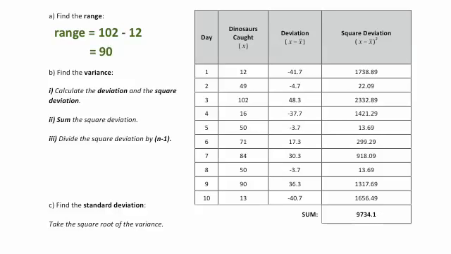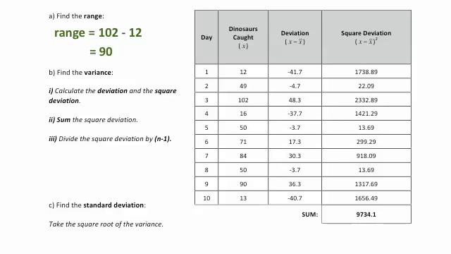The variance is found by calculating the deviation and the square of the deviation. The deviation is x minus x bar, so it's each day's value minus the mean. On day 1, I get a negative value because I was far below the mean. On day 2, I get a smaller negative value, so I was a little bit closer to the mean. On day 3, I was way above the mean.